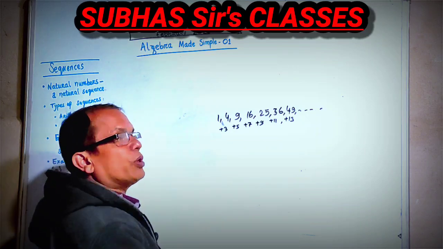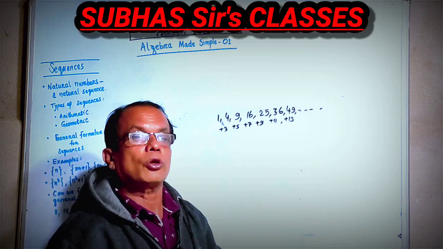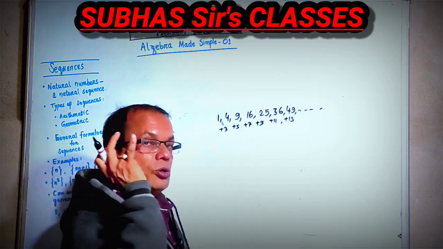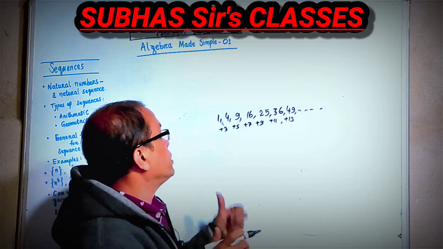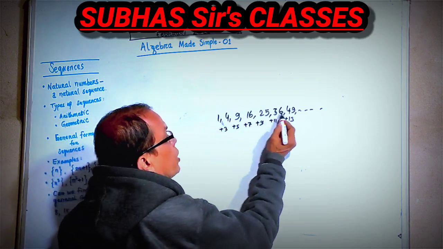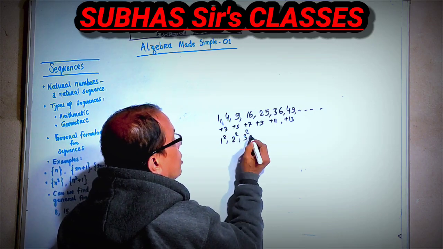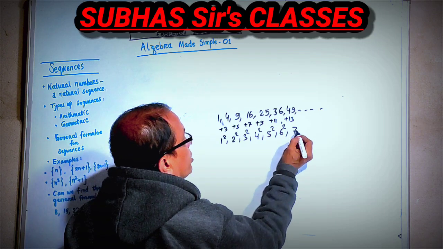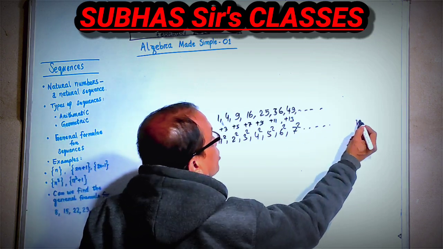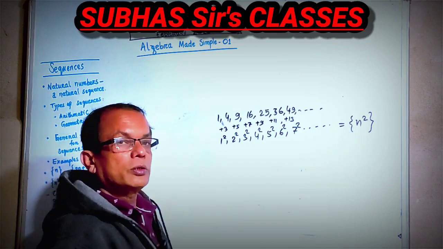So this is a sequence in which there is a very indirect way of thinking what the next term would be. But if we just use our intelligence, we can find that these are the squares. They are 1 square, 2 square, 3 square, 4 square, 5 square, 6 square, 7 square. So at last it will be n square. So this is the sequence n square.